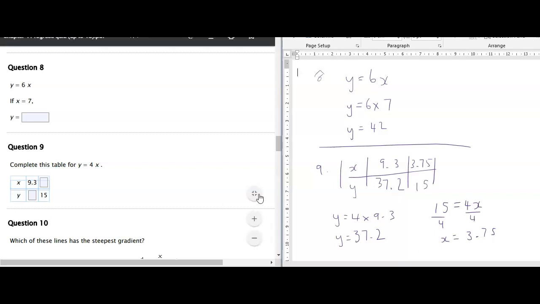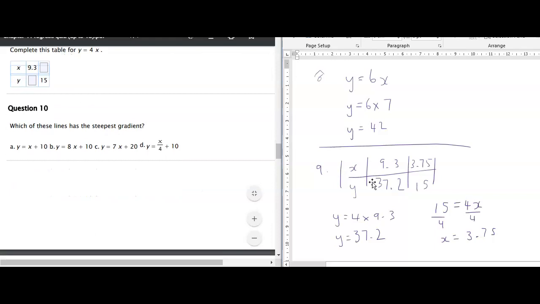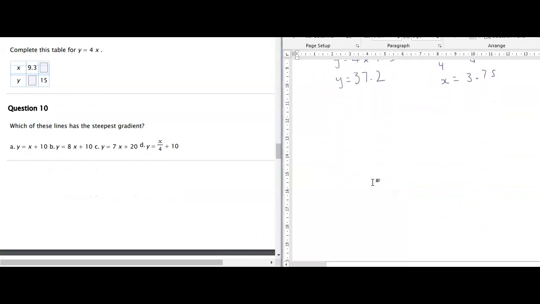All right, question 10. Which of these lines has the steepest gradient? Okay, so we've got y equals x plus 10, so your gradient of that is 1. This one, y equals 8x, so your gradient is 8. Gradient of this one is 7, and the gradient of this one is 1/4. So the largest number is your steepest gradient. So your answer for that one is B. Now notice how I didn't even take any notice of the y-intercept because it doesn't matter. You're just looking at your gradient.